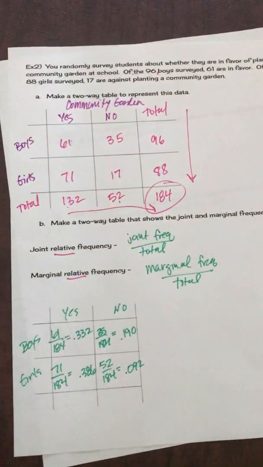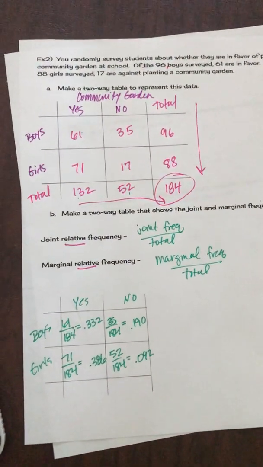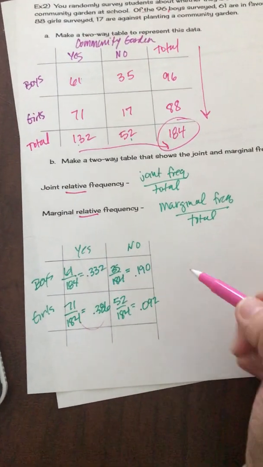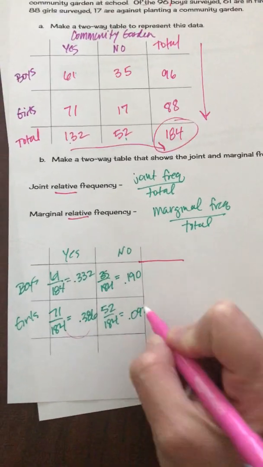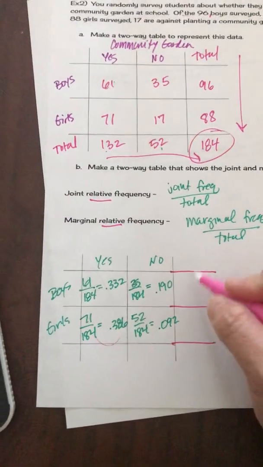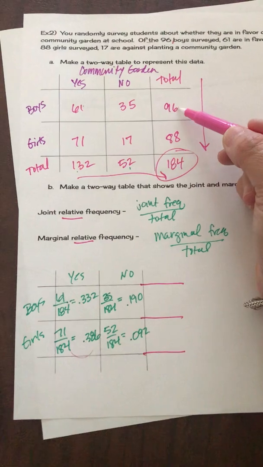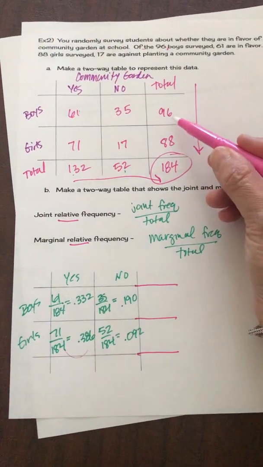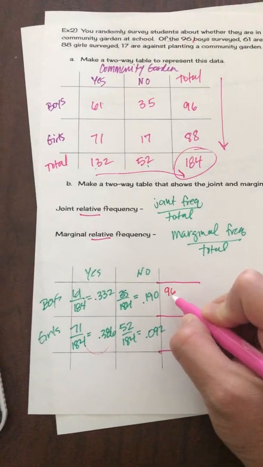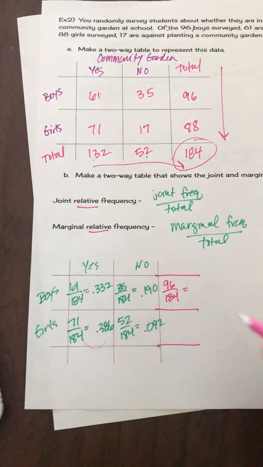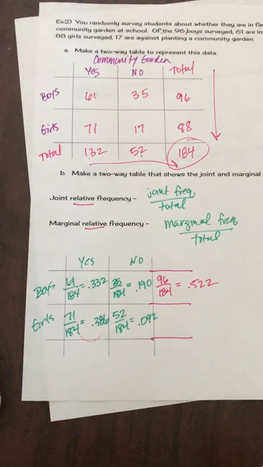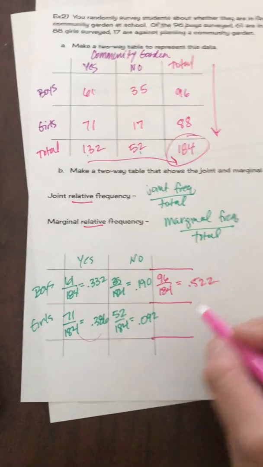Those would be all your joint relative frequencies, because all of those had to deal with a joint frequency over the total. If you want your marginal frequencies, I'm going to add onto my table here, you would need to take the total. So you'd take 96. So 96 is the total of that row over the total in the whole survey. So 96 over 184 is 0.522. That's a marginal relative frequency.